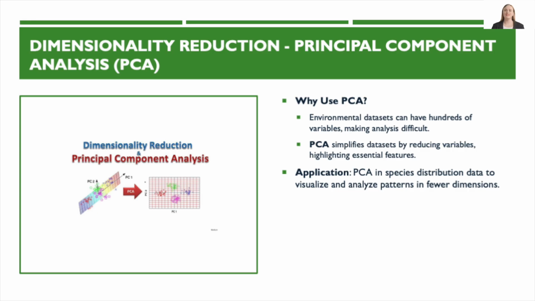By applying PCA, we can transform these variables into a smaller set of components, making it easier to visualize and analyze patterns without losing critical information. For example, PCA can simplify a biodiversity dataset to highlight the main factors influencing species distribution.